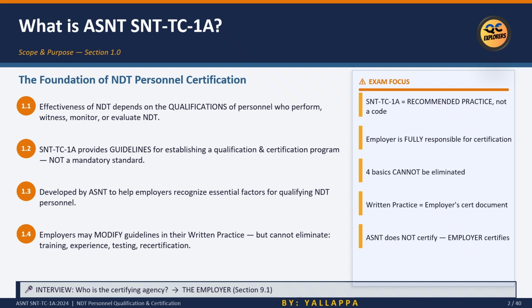Who certifies NDT personnel? ASNT does not certify personnel under SNT-TC-1A. The employer certifies the individual. Remember this carefully because this question appears repeatedly in Level 2 and Level 3 examinations. The employer develops the written practice, controls the qualification system, conducts examinations, and issues certifications. Also remember, the employer may modify the guidelines in the written practice, but four things cannot be eliminated: training, experience, examinations, and recertification. Very important exam point.